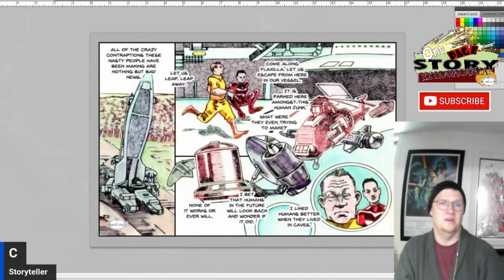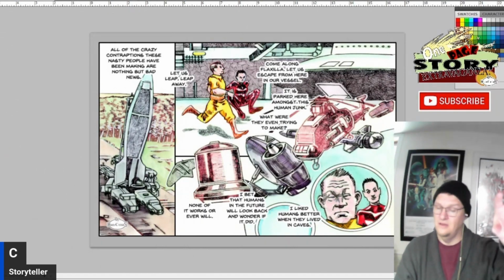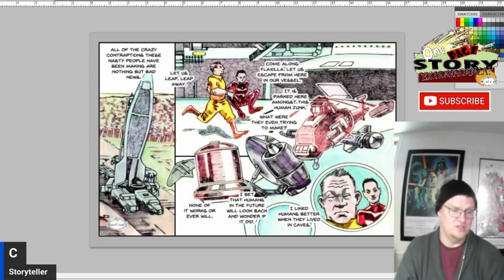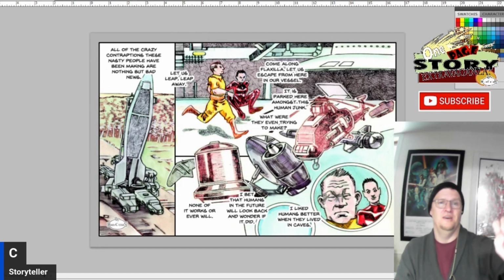Now, the first image on the left-hand side is clearly a panel. It's just, here's some crazy rocket thing that the nasties have invented. And it refers to the text where he says, all the crazy contraptions these nasty people have been making are nothing but bad news, right? But then we switch over into this let us leap away, and we're following it because that text is up there in that top portion and breaking across the two panels. So now it makes our eye move with it.